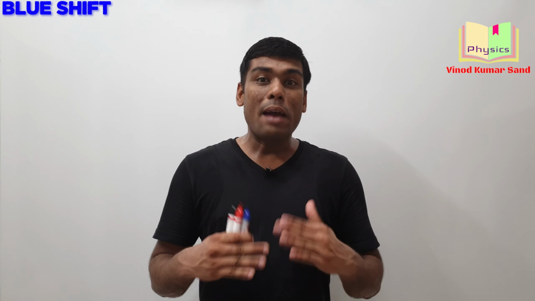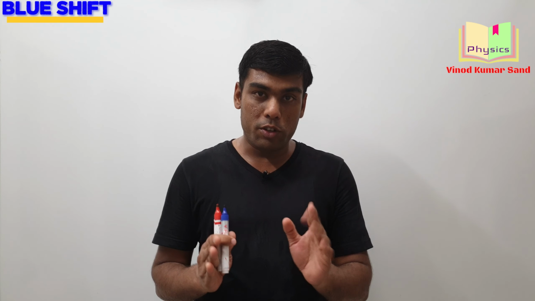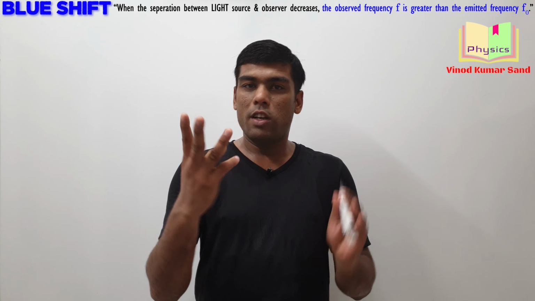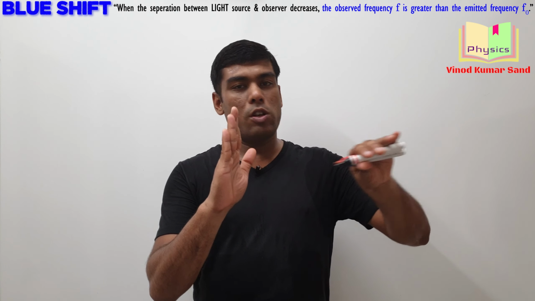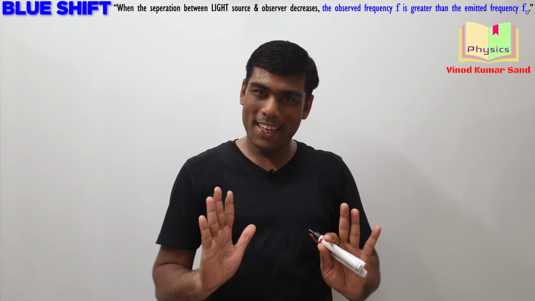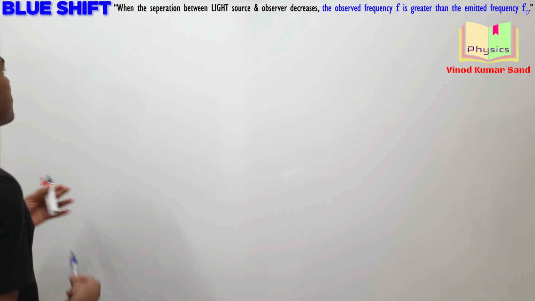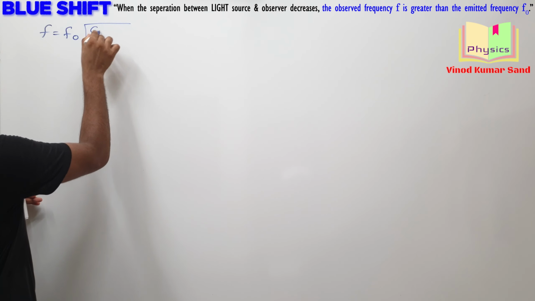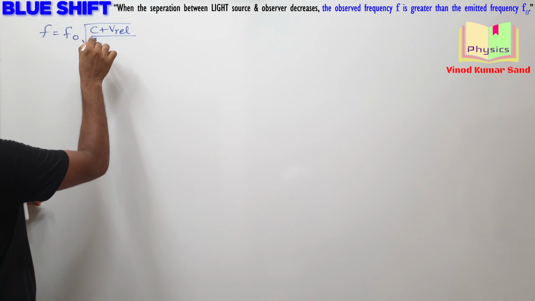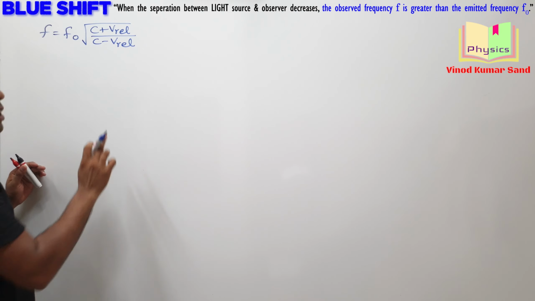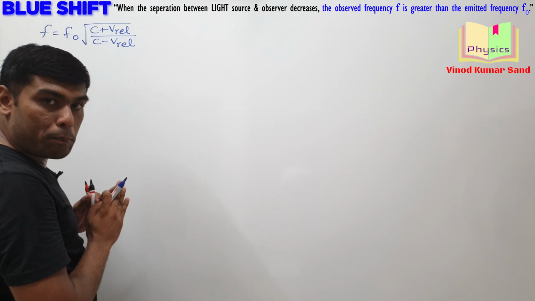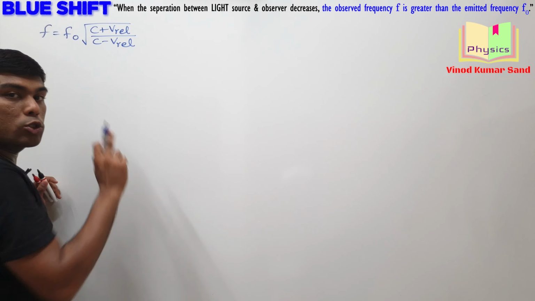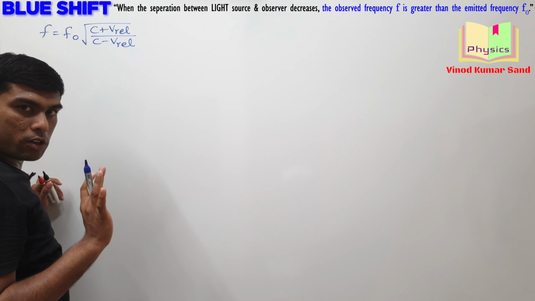Okay. Here I am taking up case 1, the blue shift, meaning the separation between the source and observer is decreasing. It can happen in 3 ways. The source approaches the observer, the observer approaches the source, or both approach each other. So let's see the formulas. The observed frequency f is given as f naught times the square root of (c plus v relative) divided by (c minus v relative). Whenever the source and observer are approaching each other, the observed frequency will be higher than the actual frequency of the source. Got it?